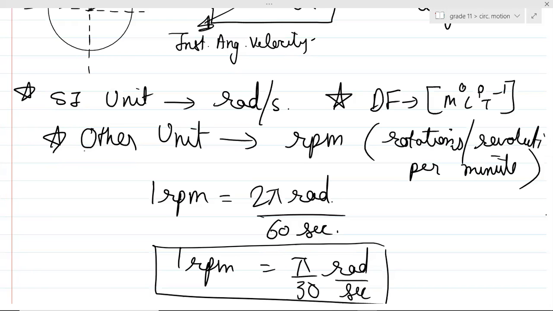Sir, can I go have water? Sure, sure, sure. No, wait, one revolution per minute, right?